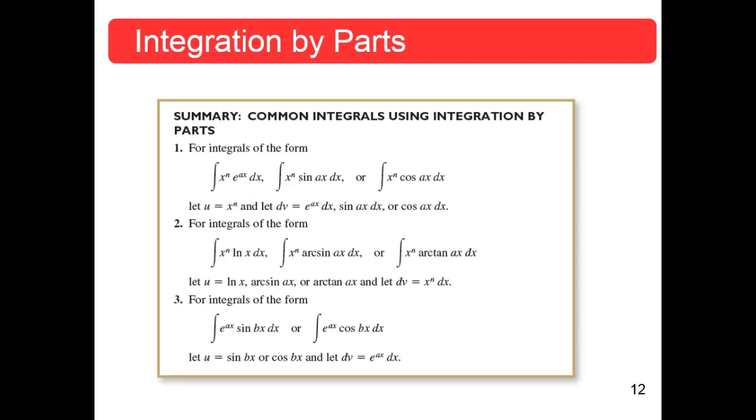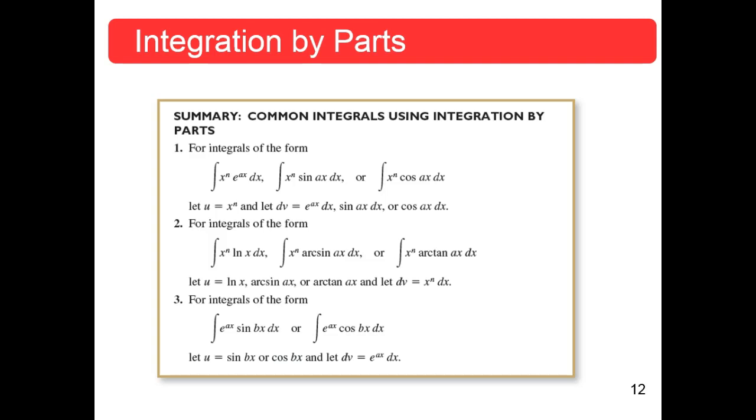What would you suggest here? u would be x to the n, and dv would be e to the ax dx. Okay, yeah. Because when you take the derivative of this, it gets a little simpler. You just have to do it like n times. And this one gets no worse, except you keep getting 1 over a's, but you can deal with those.